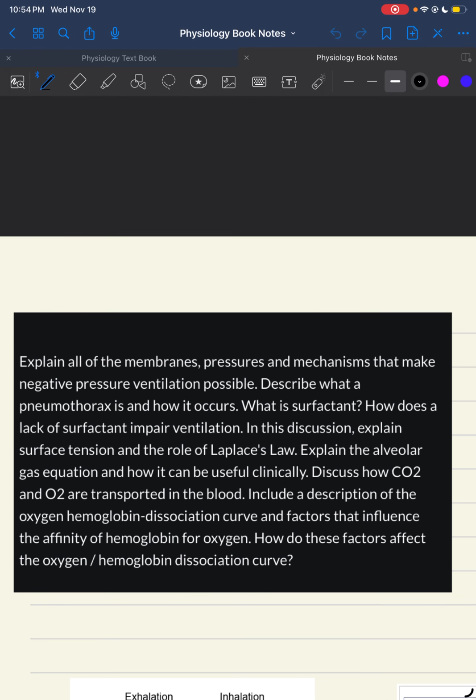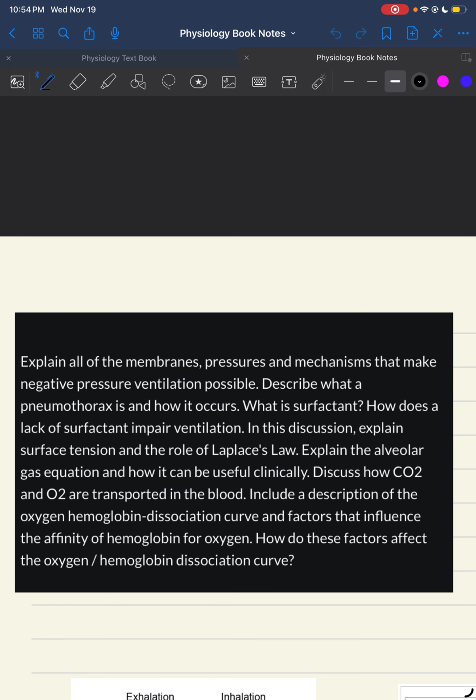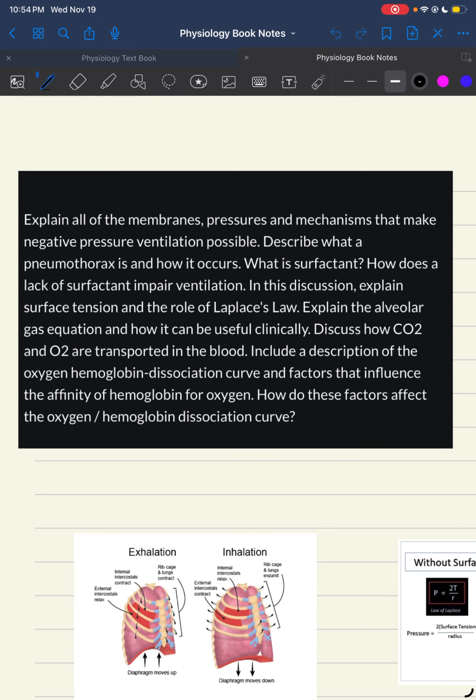Hi guys, so today we're going to explain how negative pressure ventilation works, what a pneumothorax is, the role of a surfactant, and Laplace's law, the alveolar gas equation, and how oxygen and carbon dioxide are transported in the blood, including the oxygen hemoglobin dissociation curve, and what shift is.